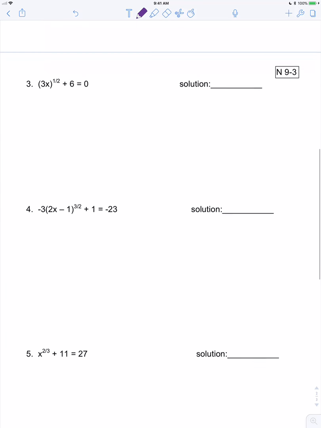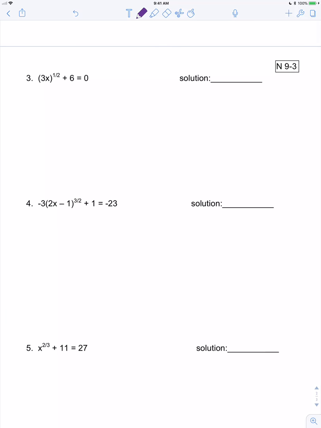Okay, so now we have one that's in the parentheses. So (3x) to the 1/2 power plus 6 is equal to 0. So this whole thing is brought to the power, so we're going to isolate this term. So we're going to subtract 6 from both sides. So we have 3x brought to the 1/2 power equal to -6. Well, if you remember, anything that's brought to the 1/2 power is like the square root.